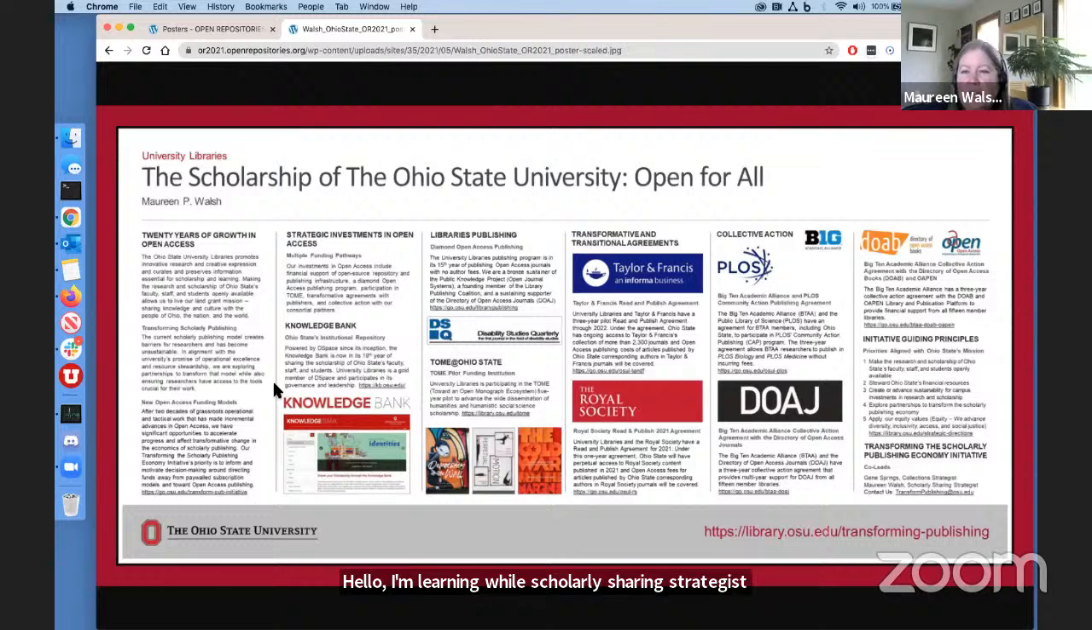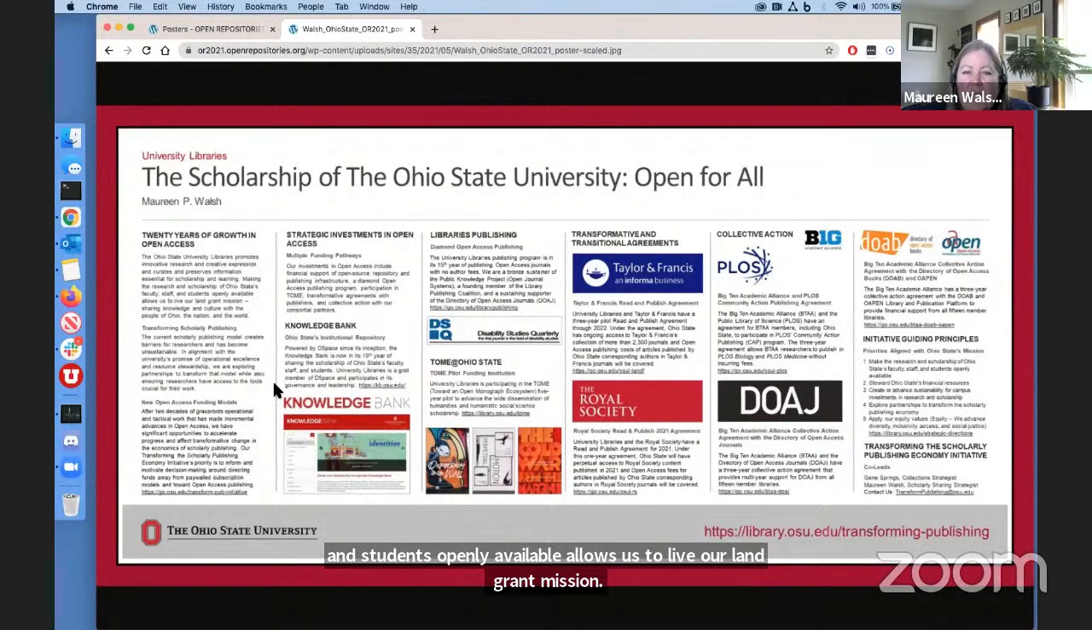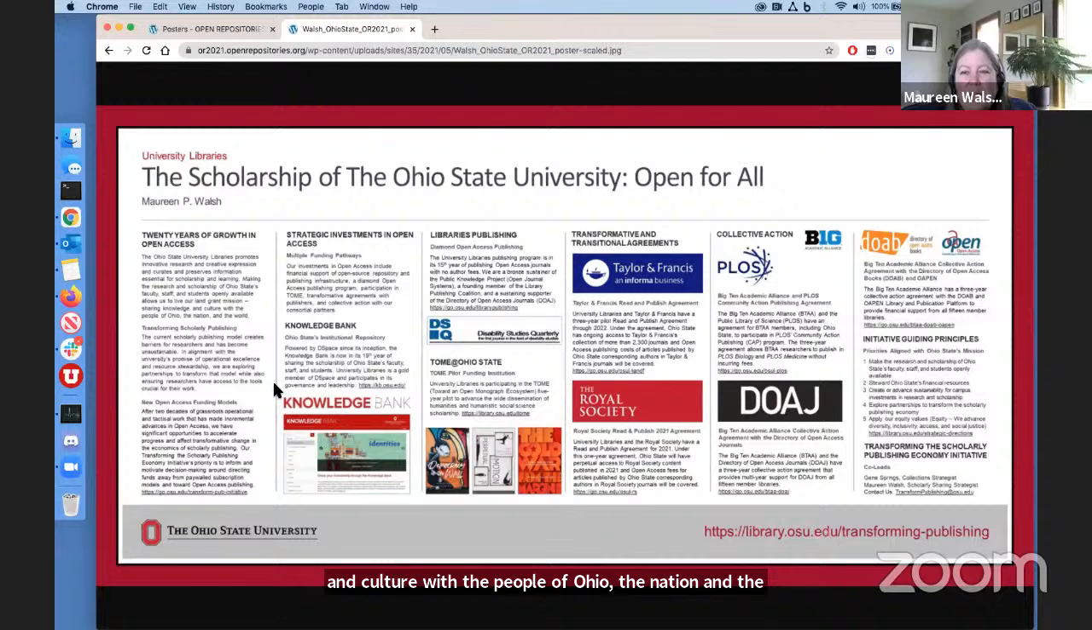Making the research and scholarship of Ohio State's faculty, staff, and students openly available allows us to live our land-grant mission, sharing knowledge and culture with the people of Ohio, the nation, and the world. The current scholarly publishing model creates barriers for researchers and has become unsustainable. In alignment with the university's promise of operational excellence in resource stewardship, we are exploring partnerships to transform that model while also ensuring researchers have access to the tools crucial for their work.